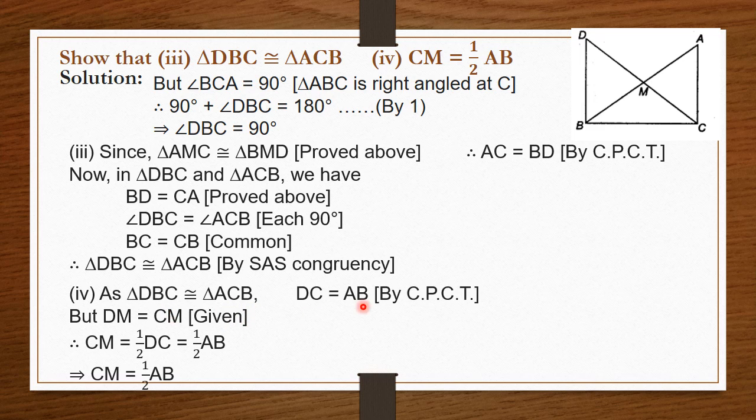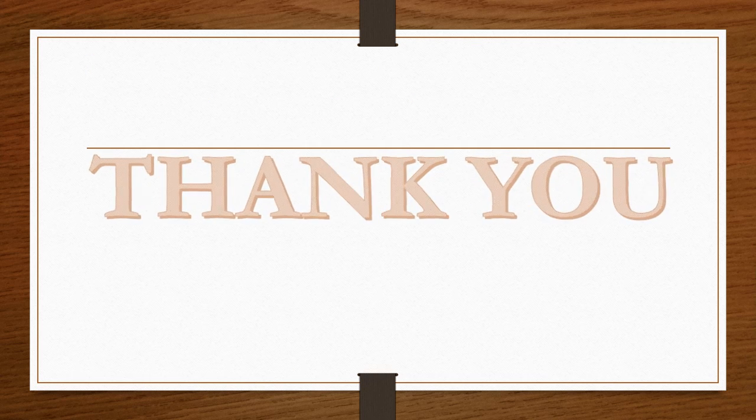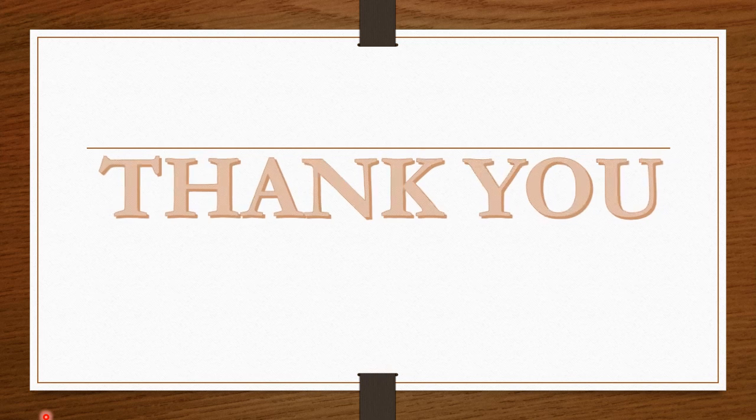Now we know DM equals to CM. It is already given in the question. Now CM is equal to DM and DM is equal to half of CD. Again, DC is equal to AB. So we can write half of DC equals to half of AB. Hence, CM is equal to half of AB. Hence proved. Hope everyone could understand all the sums properly.